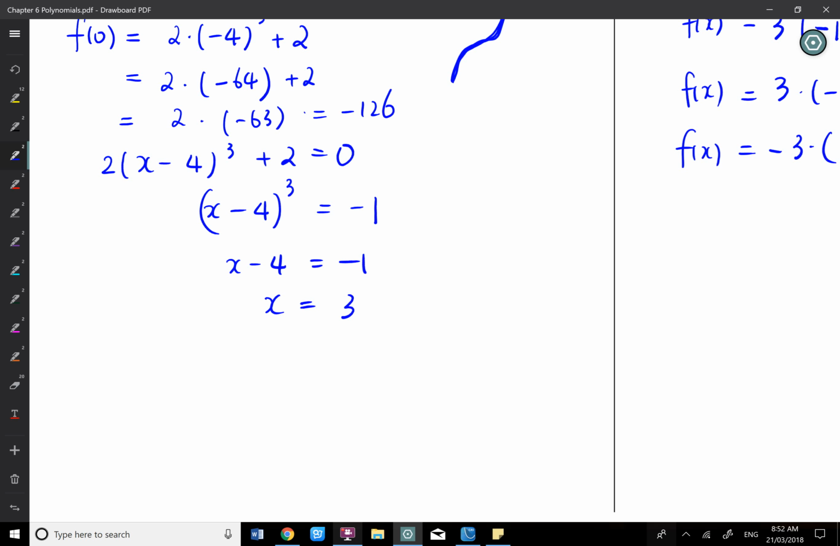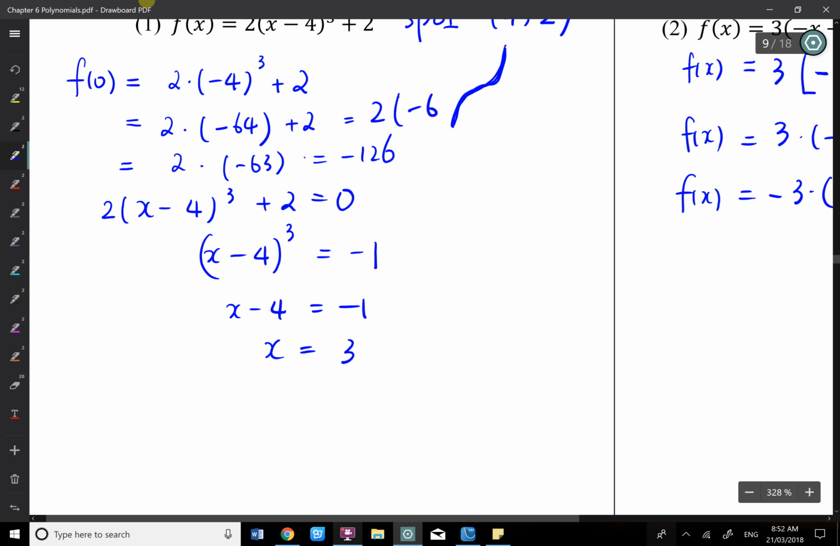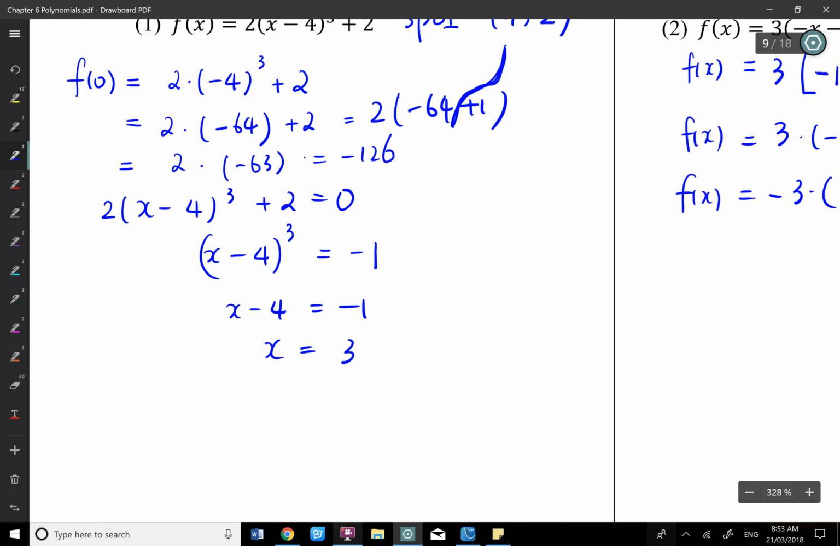We don't have plus or minus here. It's not an even power. Yes? Well, I just factorize it. I take the 2 out. If you calculate, you have negative 126, so you get this value. I just factorize the 2, so 2 times negative 64 plus 1. It's just quickly calculated. You can just calculate normally and you have the same value.